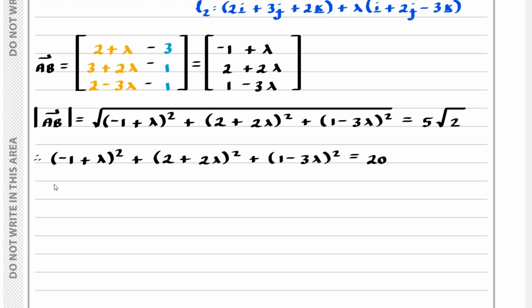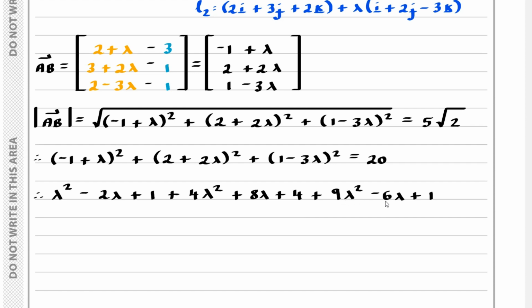And if I expand out, well, negative 1 plus lambda all squared is lambda squared subtract 2 lambda plus 1. 2 plus 2 lambda squared is 4 lambda squared plus 8 lambda plus 4. And 1 subtract 3 lambda squared is 9 lambda squared, subtract 6 lambda plus 1. And this is all equal to 20. And if I simplify, we end up with 14 lambda squared equals 14. So lambda is equal to plus minus 1.